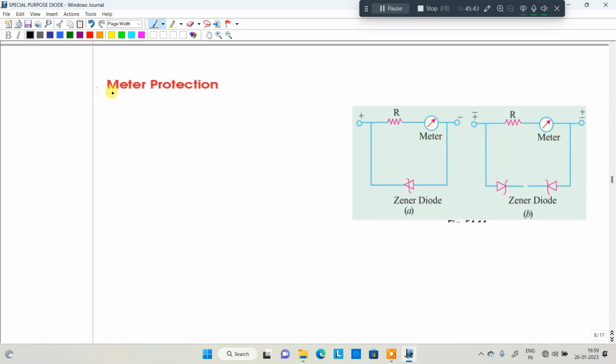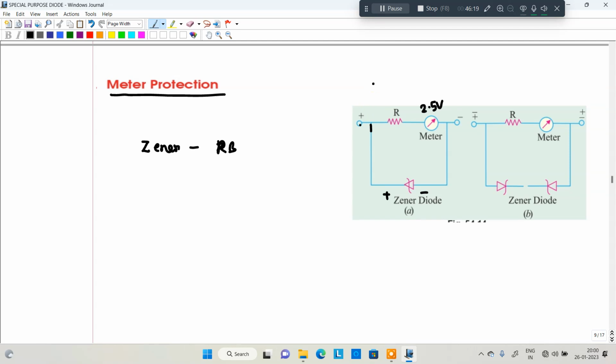So how do we protect this particular meter with the help of the Zener diode? In this particular case, the Zener diode is connected anti-parallel to the meter. Whenever it is connected anti-parallel to the meter, what is plus here, minus here? The Zener diode acts in reverse bias condition. So initially, for example, this particular meter is able to measure 2.5 volt. So the Zener diode can be designed for this 2.5 volt value.